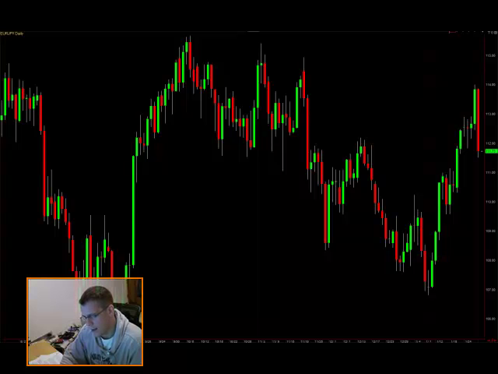I applied one of my favorite tools, which is a pitchfork tool, and that helps us to get an idea of the direction that price is trading, and also various levels where there may be some opportunity for trading, whether to enter long, that is buy, or enter short, which is to sell the currency pair.